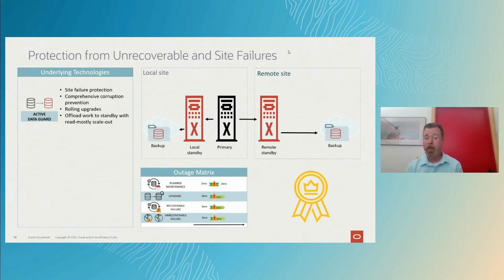And now, from an outage matrix standpoint, we have the ability to do planned maintenance, once again, with zero downtime with our rolling patching. For upgrades, we have a rolling upgrade feature included in Data Guard, and it lowers our upgrade downtime to seconds from an RTO standpoint. Recoverable failures, once again, RAC is still going to take care of. Keep in mind, we're building on top of other tiers, so RAC is present, Flashback, all those features are still there. And the real benefit is with the unrecoverable failures, the site failures. Now look at that. We've dropped down to zero RPO, and now we get seconds of RTO as well.